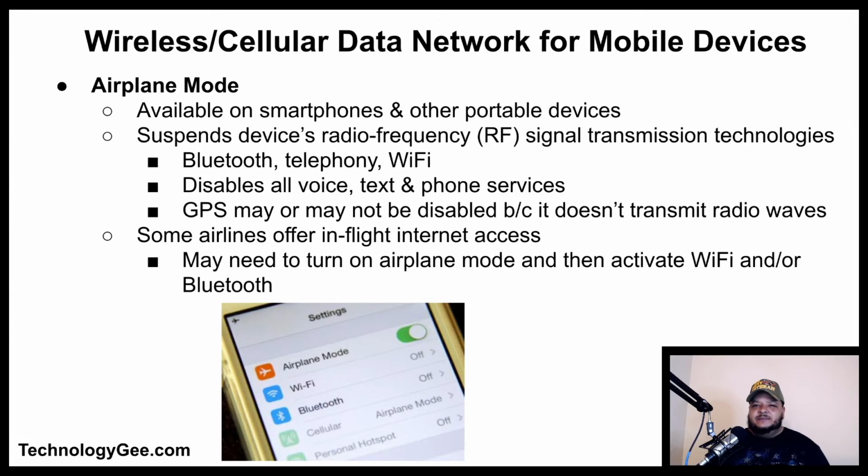When activated, this mode suspends the device's radio frequency signal transmission technologies such as Bluetooth, telephony, and Wi-Fi, effectively disabling all voice, text, and phone services. The GPS may or may not be disabled because it does not involve transmitting radio waves. Some airlines offer in-flight internet access. To enable that access while in flight, you may need to turn your mobile device's airplane mode on and then go back in and activate its Wi-Fi. In addition, you may need to also activate the Bluetooth for your headsets.